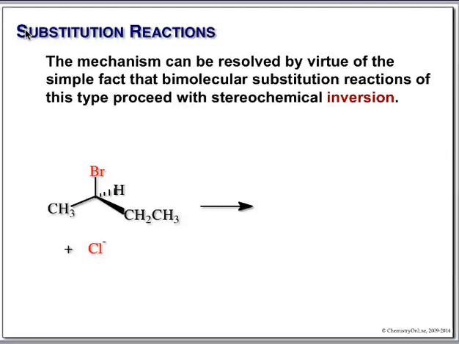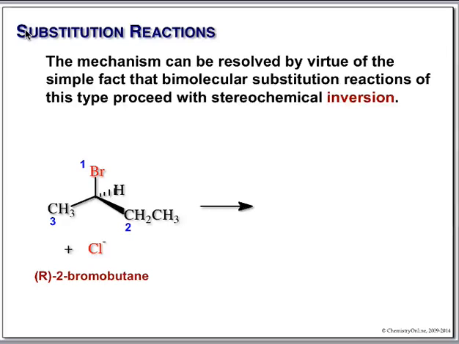The actual resolution to the problem was done many, many years ago. And that's because the backside mechanism proceeds with inversion of stereochemical conformation. So let's say we have this compound. This is a pure isomer. If we put our rankings around here, bromine will be 1, ethyl group would be 2, methyl 3, going this way. This is R, 2-bromobutane.